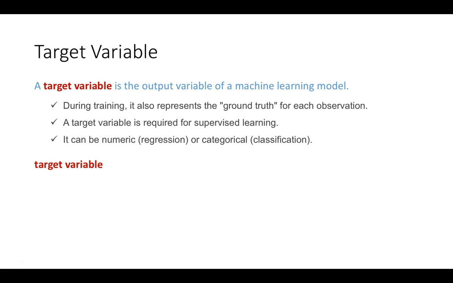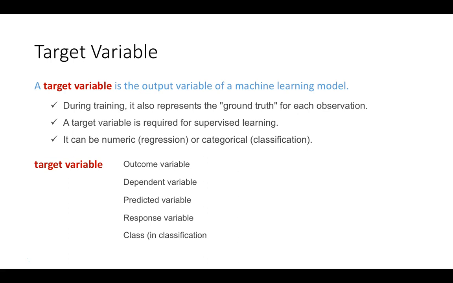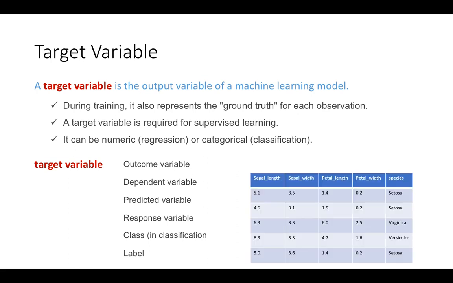Let us also focus on defining the target variable. It's also sometimes called outcome variable, dependent variable, predicted variable, response variable, class in classification problems, and sometimes it is simply called label. In this example, what is the target variable? Species is the target variable. And what is the nature of this target variable? It is one of three categories. It is not a numerical value, but a class kind of output. That's why we refer to this as a categorical type target variable.